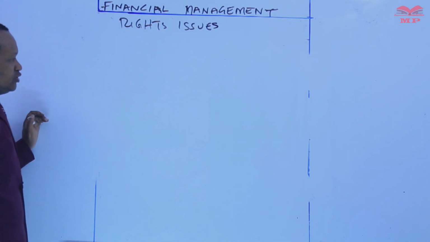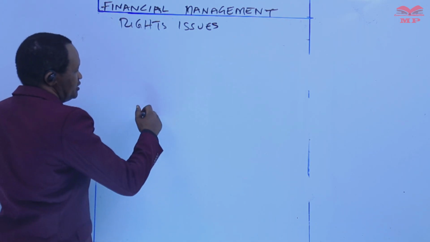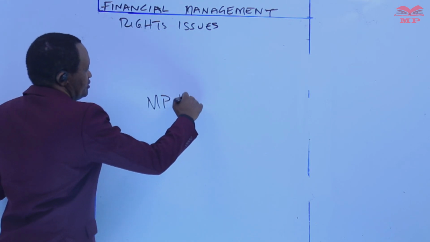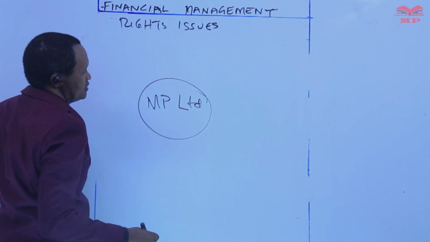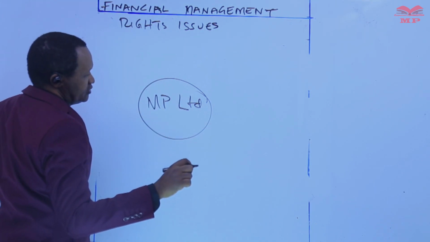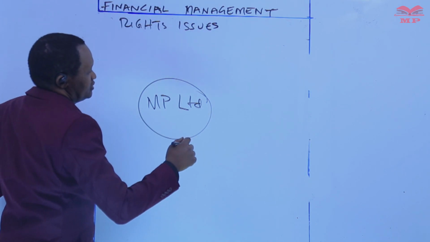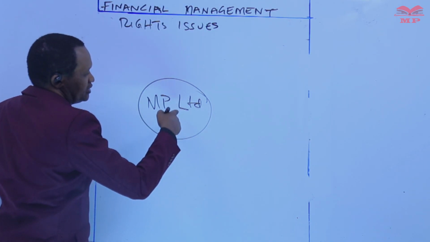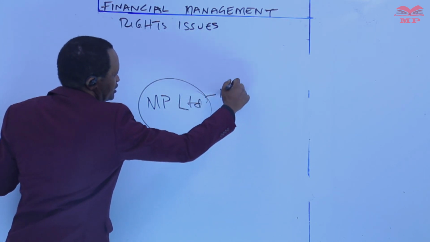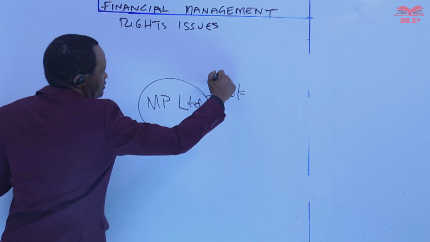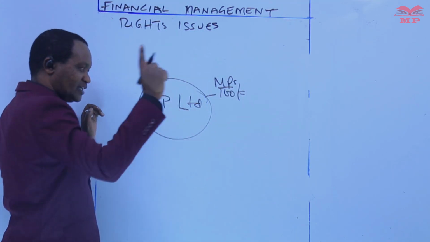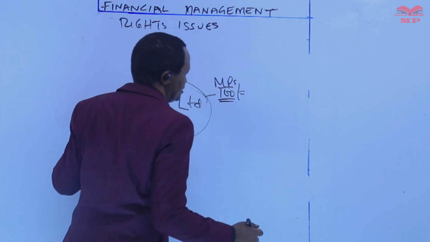If you are holding shares in company MP Limited, you are an existing shareholder. And this company's shares are trading at 100 shillings per share. This is the market price, MPS. The current market price in the market, 100 shillings per share.